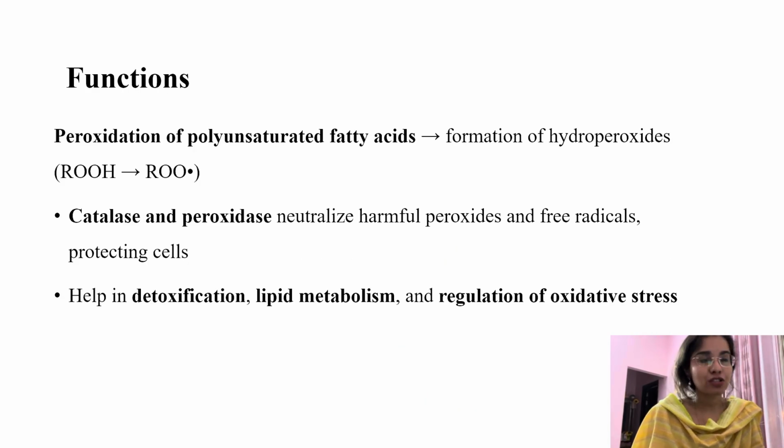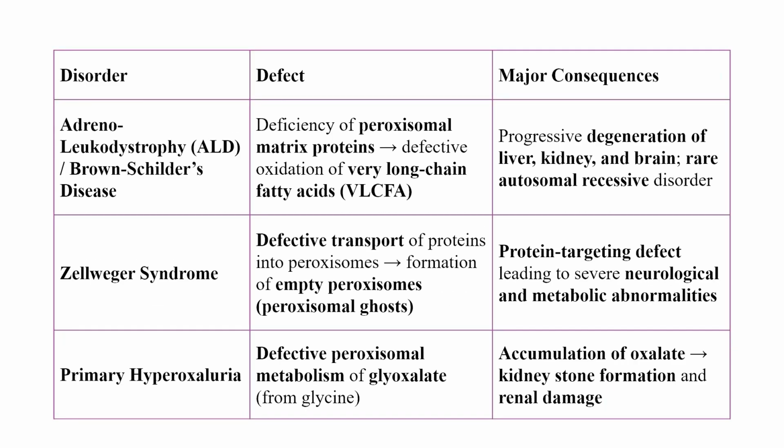So what is the function of a peroxisome? There's peroxidation of polyunsaturated fatty acids, formation of hydroperoxides, right? So catalase and peroxidase present inside the peroxisomes neutralize harmful peroxides and free radicals, basically protecting the cells. It helps in detoxification, lipid metabolism, and regulation of oxidative stress. So this table basically shows various disorders and their effects and consequences.